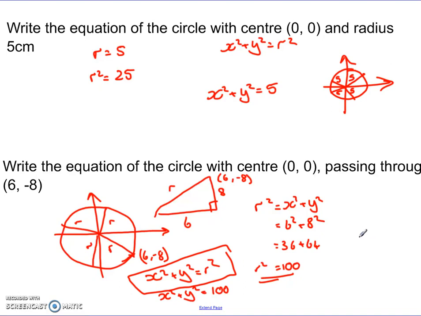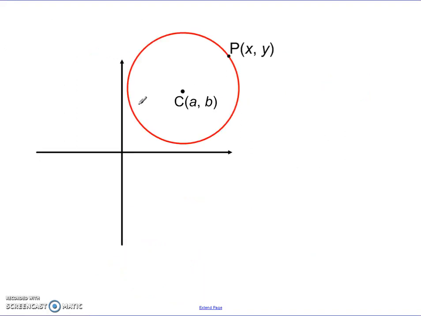But here's a question for you. What do we do if the centre isn't at the origin? How do we take that into account and how do we compensate for that? Well, let's imagine I've got this here.